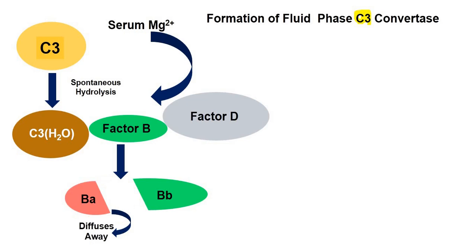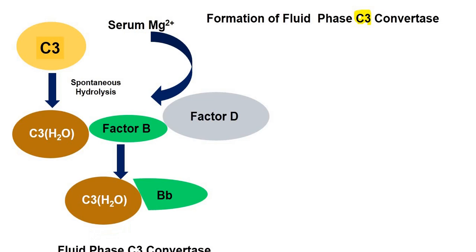One fragment is factor Ba, the smaller fragment, which diffuses away, and the larger fragment, Bb, remains. This larger fragment joins with C3(H2O) to form fluid phase C3 convertase. Now, our focus shall be on membrane bound C3 convertase.